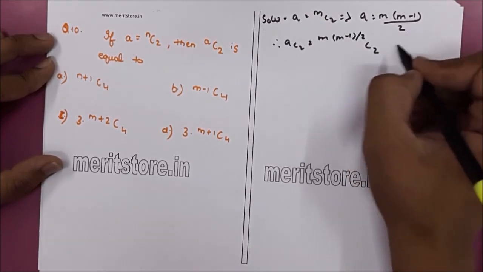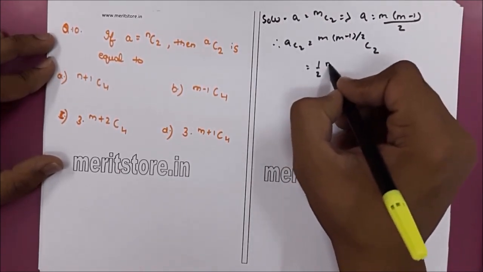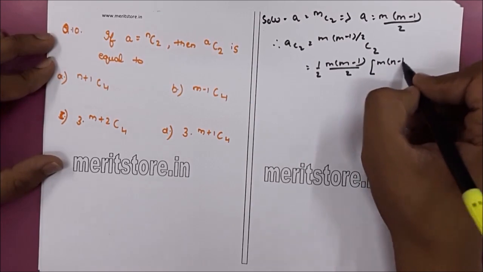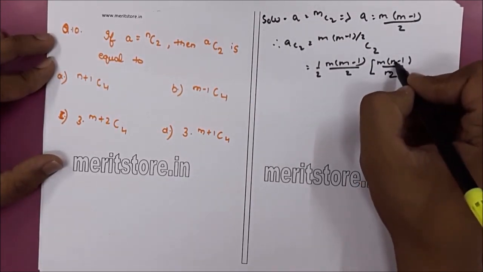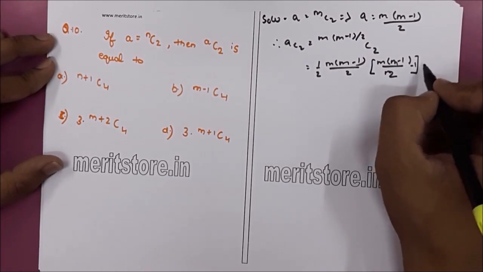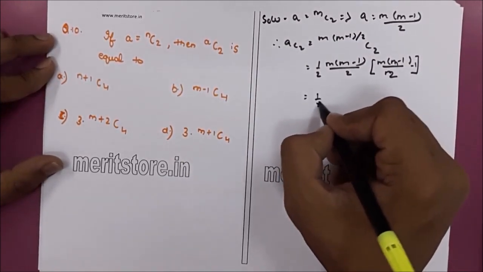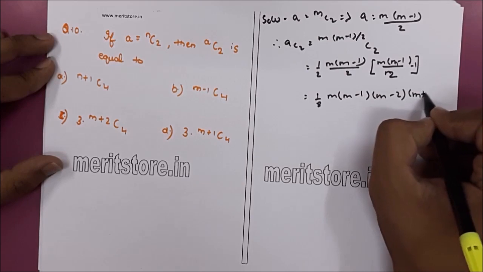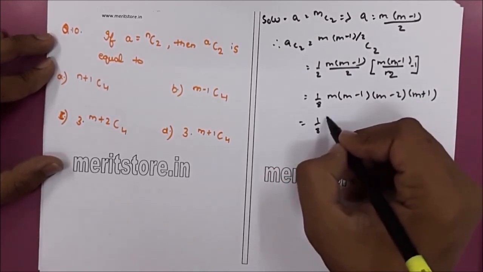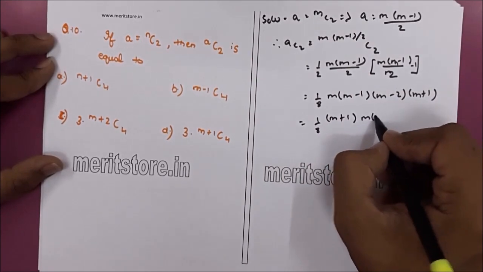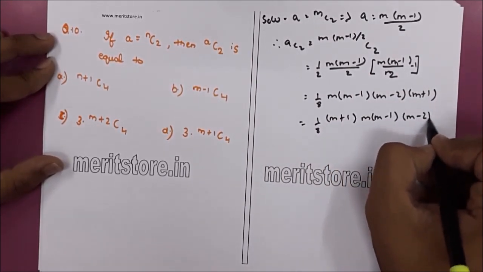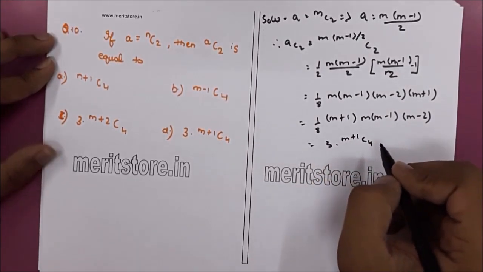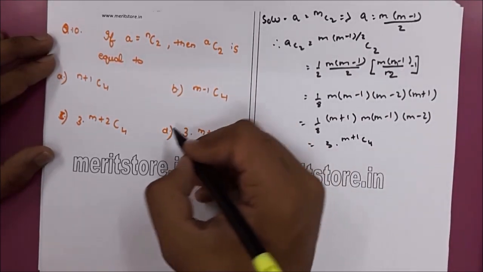n into n minus 1 upon 2 C2, which is equal to half of n into n minus 1 upon 2, into n into n minus 1 upon 2 minus 1, that is equal to 1 upon 8 n into n minus 1 into n minus 2 into n plus 1, which is equal to 1 upon 8 n plus 1 into n into n minus 1 into n minus 2, which is equal to 3 into n plus 1 C4. Therefore, option D is correct.